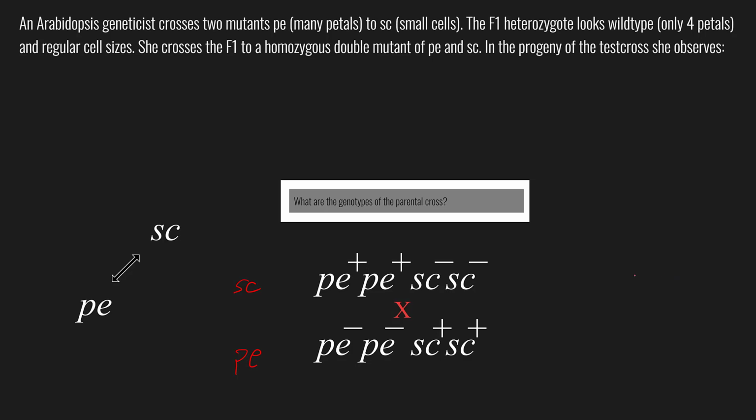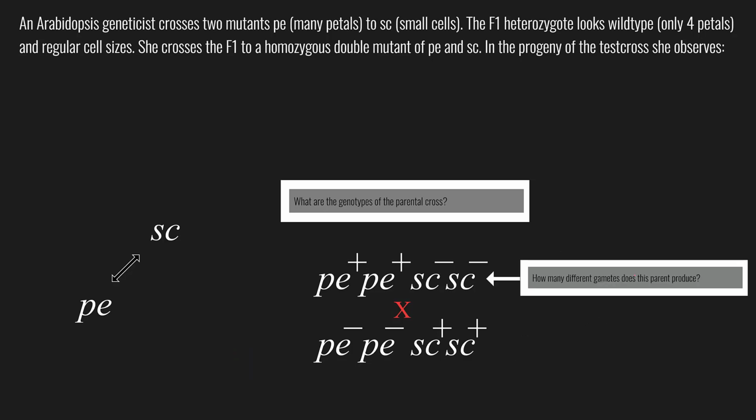The first question that we need to ask is how many different gametes will each of these parentals produce, right? And the answer is, we just need to play with the different combinations. At the moment of recombination, we have one chromosome with two different genes, one for PE, one for SC, and even if recombination happens, we're going to have four different gametes, but they are all going to be PE plus SC minus.